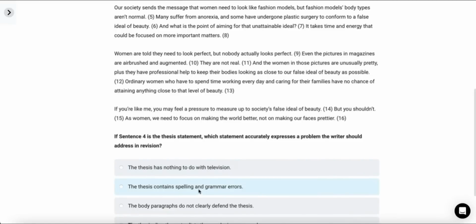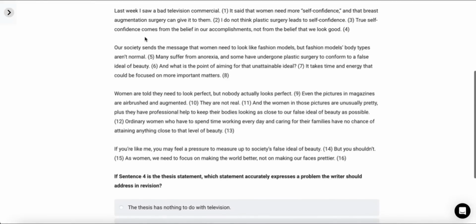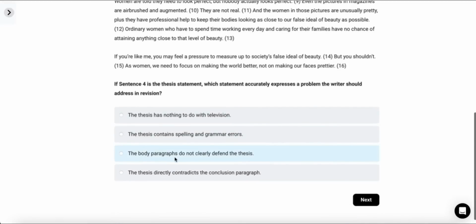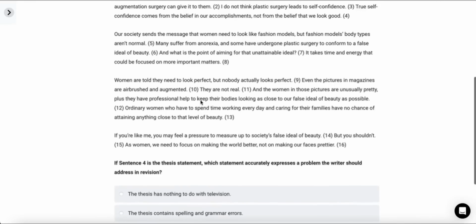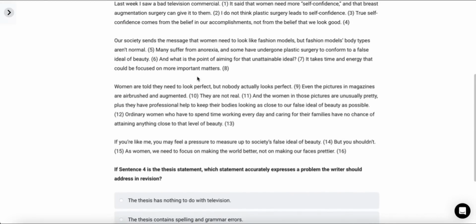The thesis contains spelling and grammar errors. There's no errors within the sentence, no grammatical errors or spelling errors in the sentence. The body paragraphs do not clearly defend the thesis. Let's look at the body paragraphs that come after the sentence. The paragraphs talk about women suffering from disorders and getting surgery for a standard that cannot be attained. Therefore, this paragraph here does not support the thesis statement.